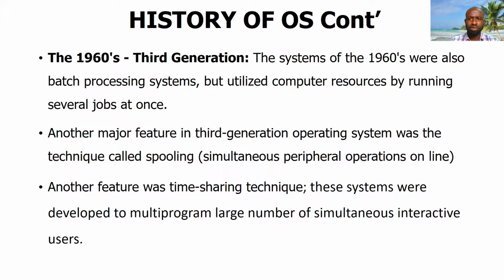Around the 1960s too, that is the third generation, the systems of the 1960s were also batch processing systems. But this time they utilized computer resources by running several jobs at once. Another major feature in this third generation operating system was the technique called spooling, that is simultaneous peripheral operations online. Another feature was also time sharing techniques, and these systems were developed to multi-program a large number of simultaneous interactive users.